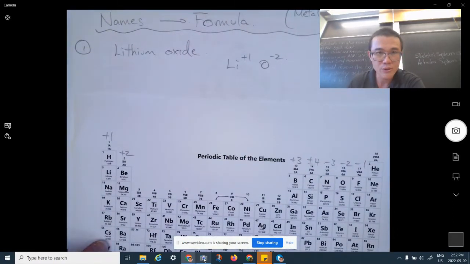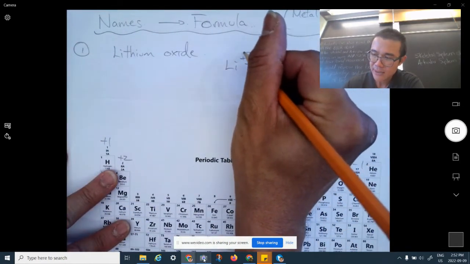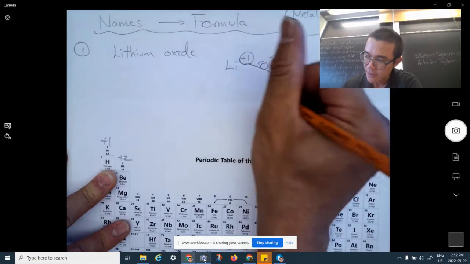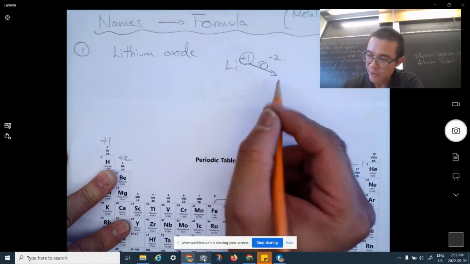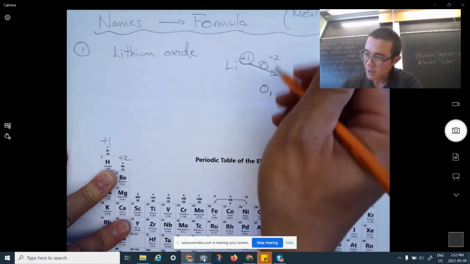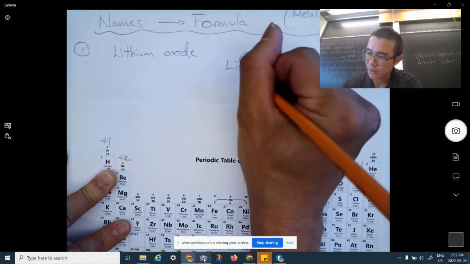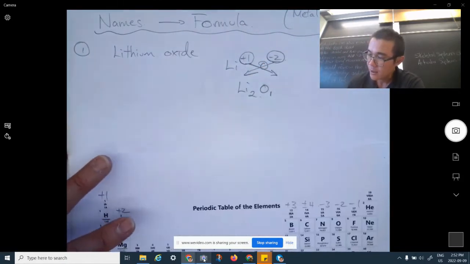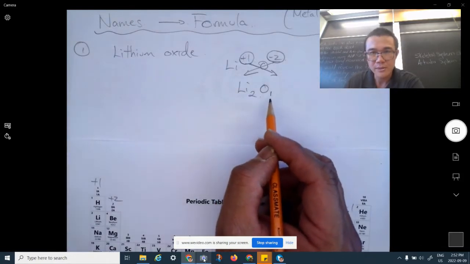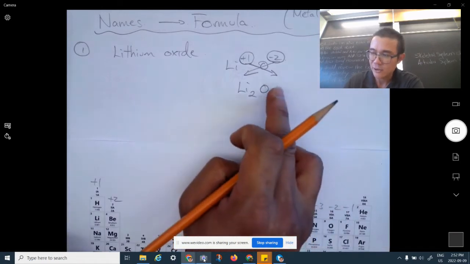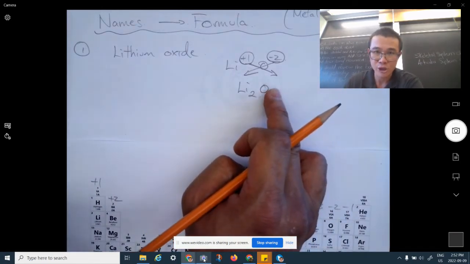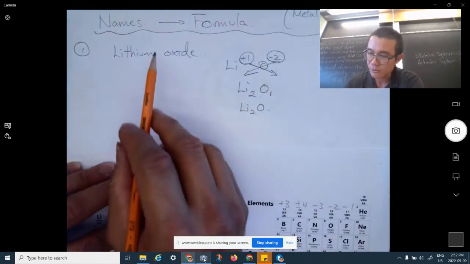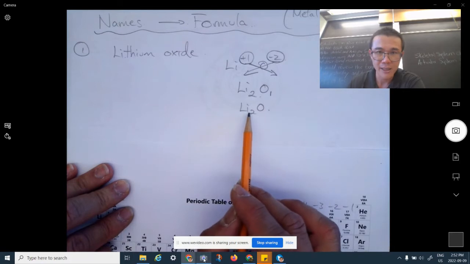Now what we're going to do is something called the crossover rule. You take the charge from one element and give it to the other element, and then you throw away the sign. In this case, the +1 from the lithium goes to the oxygen, so oxygen will have a 1. The -2 from the oxygen goes to the lithium, so it's Li, and you take away the sign, Li2. In chemistry, a lot of times you have an invisible 1. Just the fact that you show an O there means there is an oxygen atom. So you make this 1 invisible, so it's Li2O. The chemical formula for lithium oxide is Li2O.